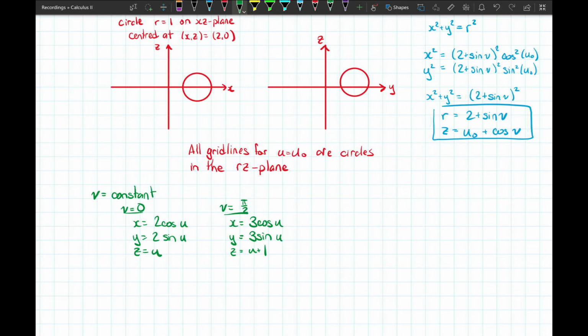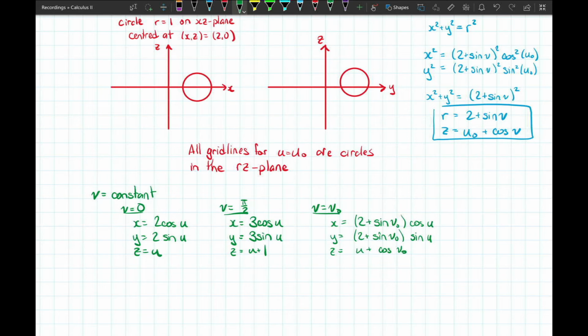Now, once again, it's always good to just consider v being any arbitrary constant. In the case where v is just equal to v naught, you can see how x and y are both just 2 plus sine v times cosine or sine respectively. So that's still going to be a circular helix because they both have the exact same factor of 2 plus sine v naught. Z is going to be just equal to u plus a constant. So that again is also just a helix, but with different radiuses and different vertical shifts.